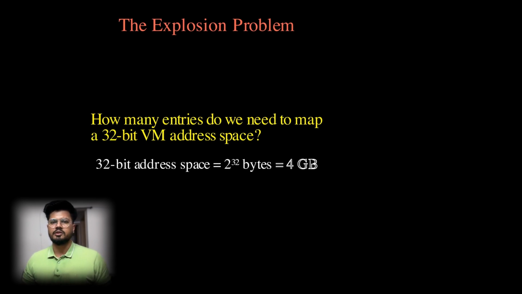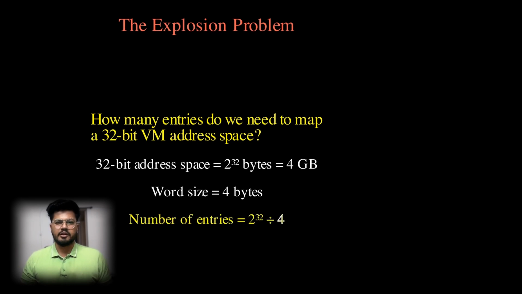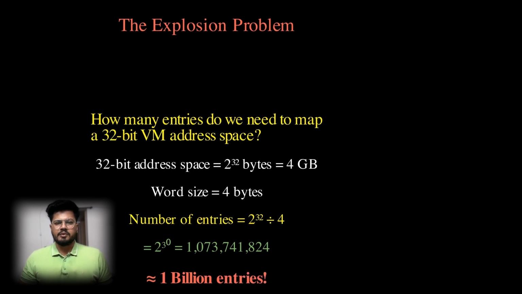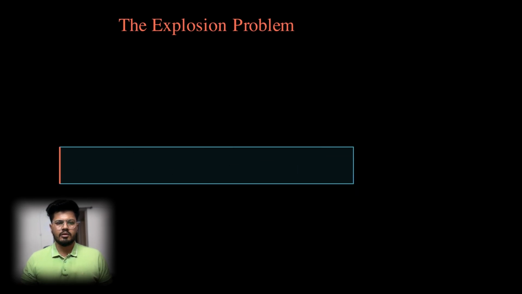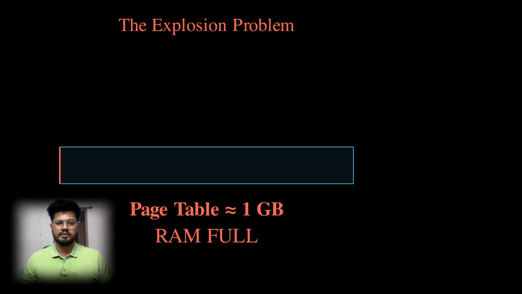That's 2 raised to the power 32 bytes, which equals 4 gigabytes, and each word is 4 bytes, so the number of word addresses is 2 to the power 32 divided by 4, that equals 2 to the power 30. That is around 1 billion entries. What if each entry takes 4 bytes? That's roughly 1 gigabyte for the page table. 1 gigabyte just to store the mapping. Our RAM will be full. This is not scalable.